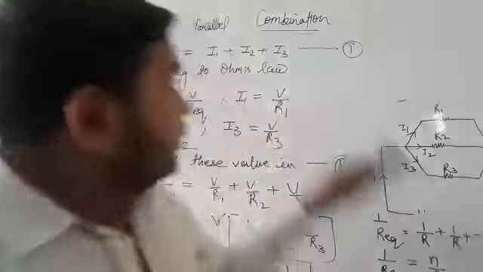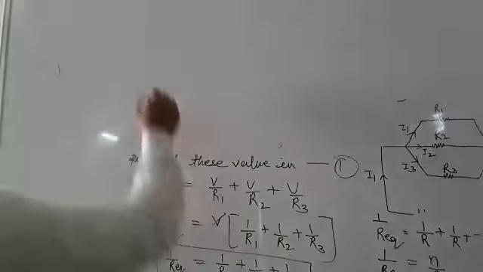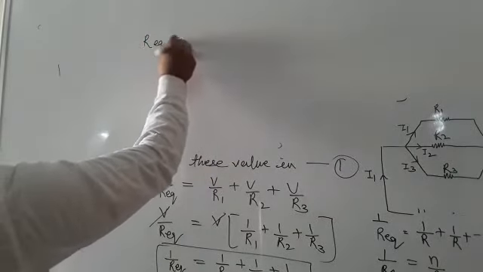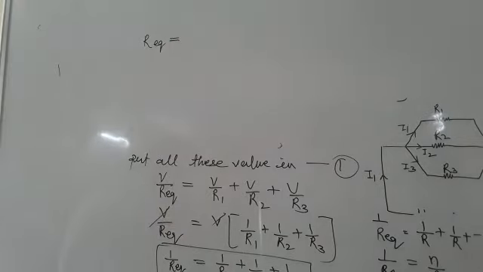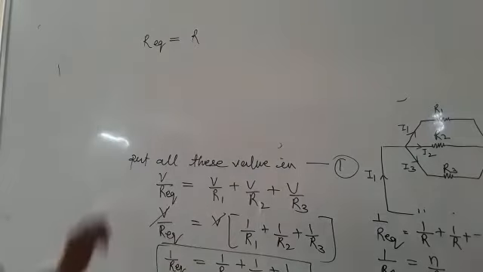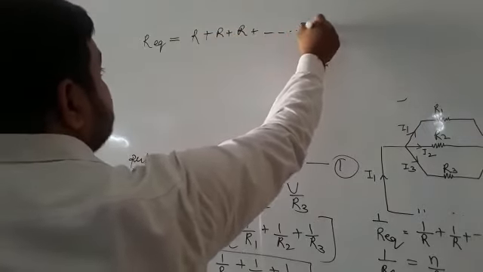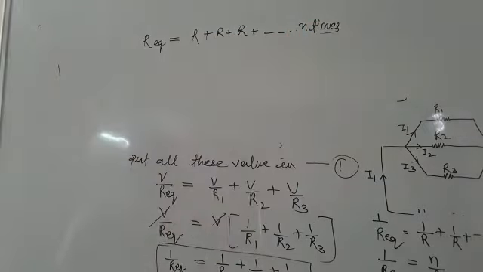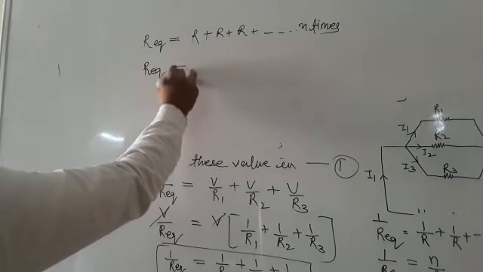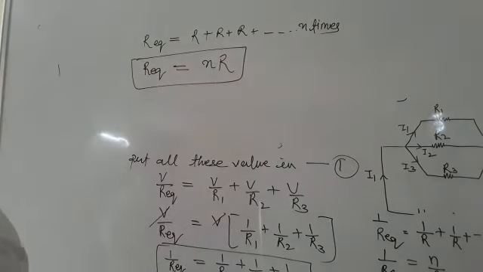Now if all the resistances connected in series have equal values, then what is the formula? As we know, in series combination R equivalent is equal to R1 plus R2 plus R3. If all the values are equal, then R plus R, how many times? n times. The formula becomes R equivalent is equal to nR. This is the formula of equivalent resistance when all the resistances are connected in series and their values are equal.